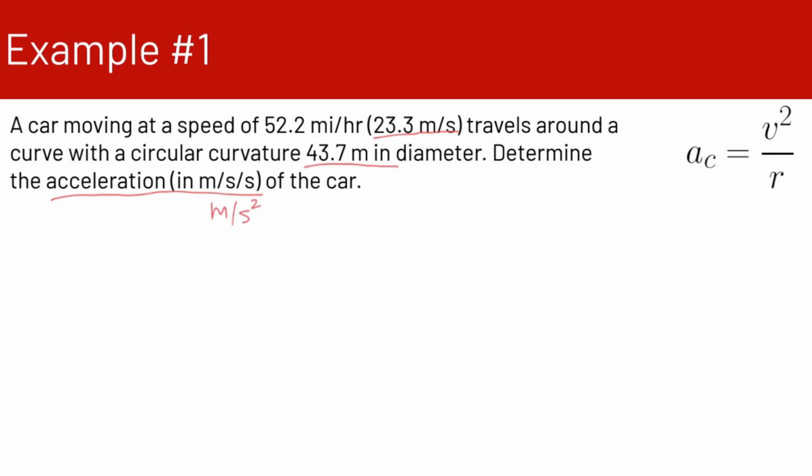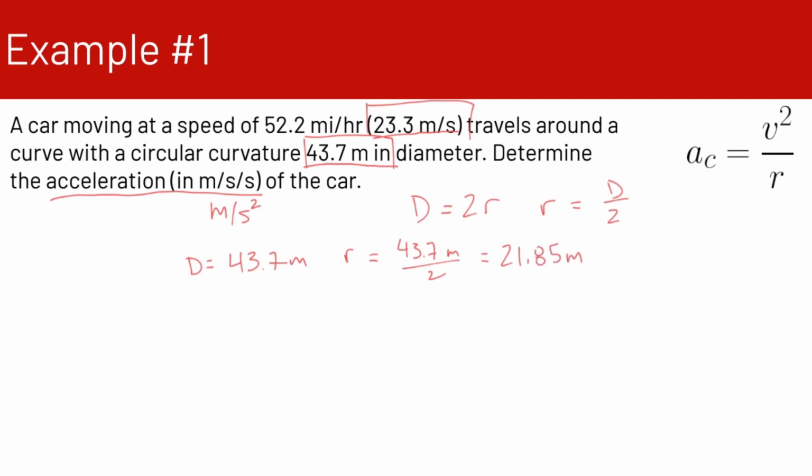Okay, so the equation for centripetal acceleration is v squared over r. So we have the car's velocity, 23.3 meters per second, and we have the diameter. Remember, the diameter is equal to 2 times the radius. So to get the radius, we need to do the diameter divided by 2. The diameter is 43.7 meters, so the radius is going to be equal to 43.7 meters divided by 2.